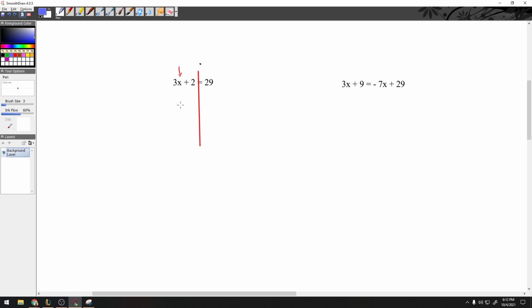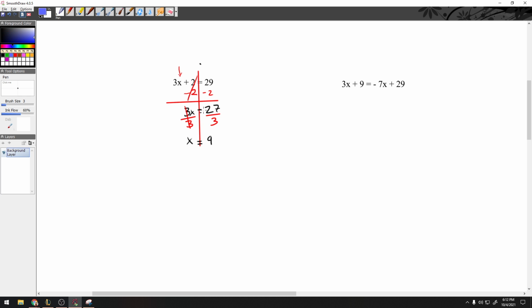Of course, if I want to get rid of stuff, I have to use opposite operations. So a positive 2, the opposite of that would be negative 2. So I go ahead and do negative 2 on both sides. This would cross out, and this gives me 27 equals 3x. Then I want to eliminate this 3, and the way I can do that is by doing the opposite, which is by dividing by 3. This crosses out, and then I get x equals 9.